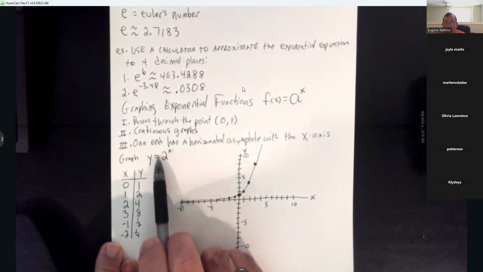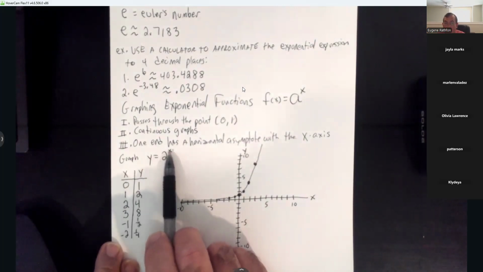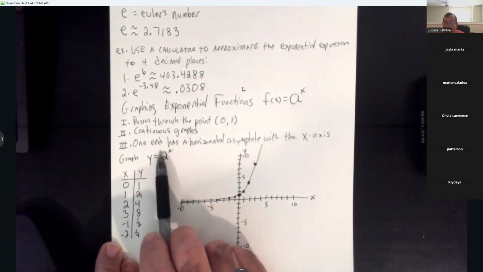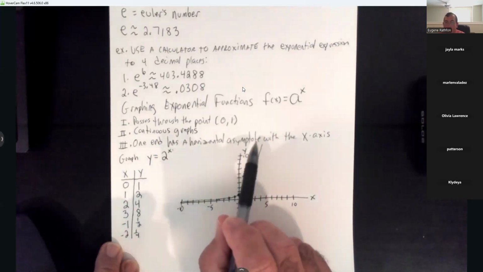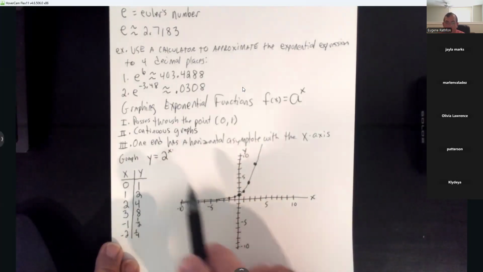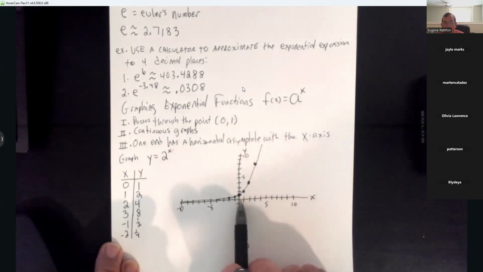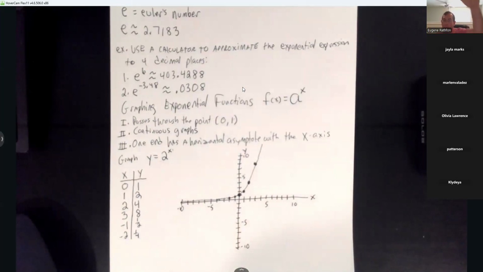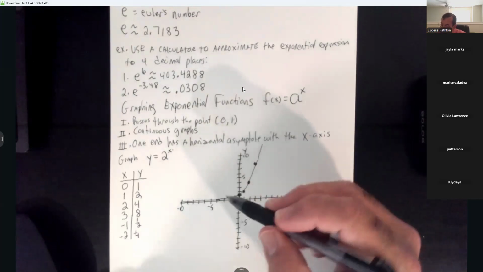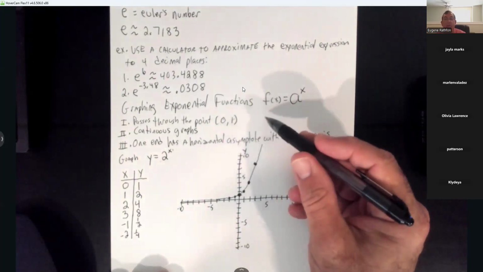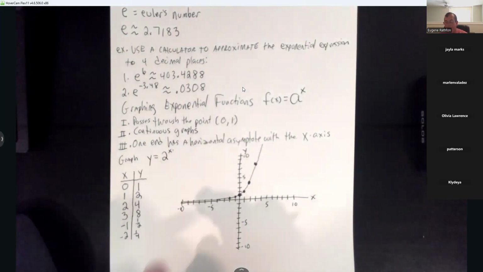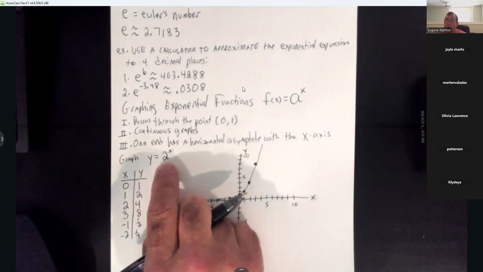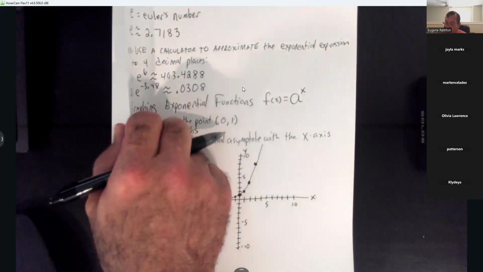So if your base is a number greater than 1 like this, then it's going to have that shape right there. If that was a 3, it would have the same shape. It's just that it would grow a lot quicker. So the bigger the base, the quicker the graphs grow, okay? So y'all, that's what happens when your base is a number greater than 1.